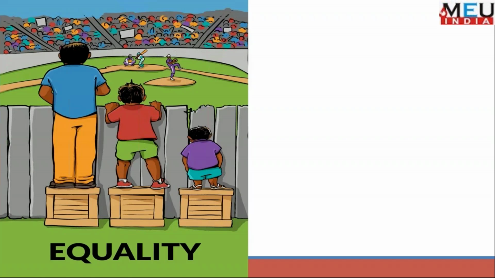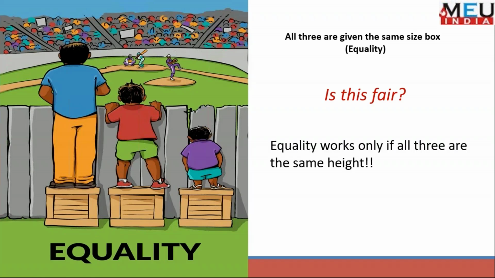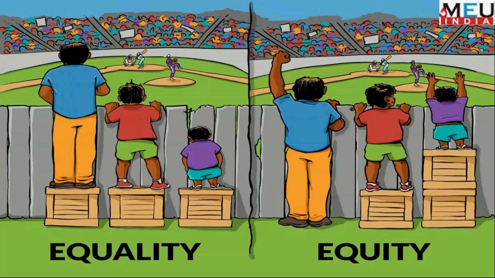Okay, all right. I'll make it a little more clear. All three are given the same size box, so we have ensured equality. Everybody is getting equal. But is this fair? Equality works only if all three are the same height. Equal distribution of resources does not necessarily achieve an equal outcome, just like one of you mentioned. Now look at this picture and tell me what you think.